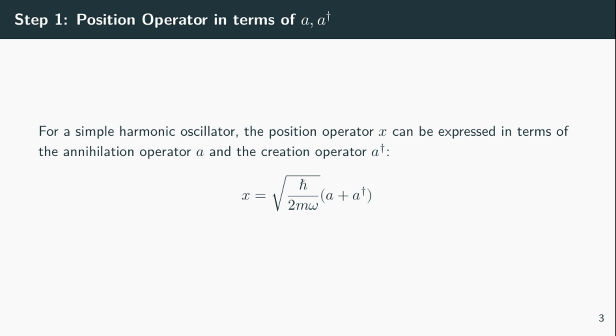Step 1 is to express the position operator x in terms of the more convenient creation and annihilation operators, A and A dagger. For a simple harmonic oscillator, the position operator x can be written as the square root of h bar over 2m omega, all multiplied by the sum of the annihilation operator, A, and the creation operator, A dagger. This form is really helpful when working with the number states which are what ket1 and ket2 are.